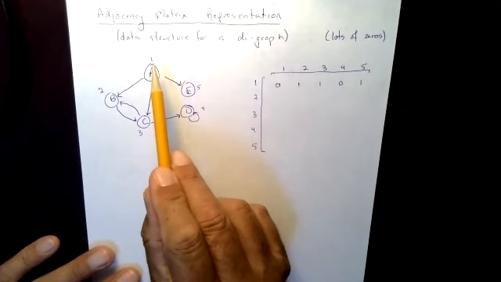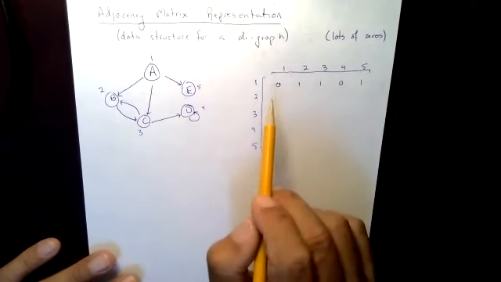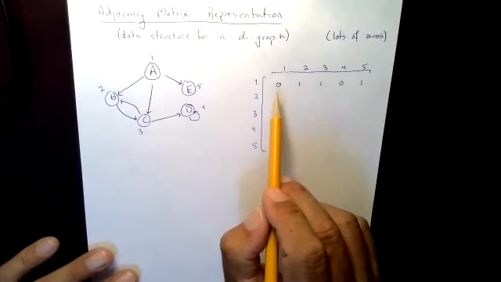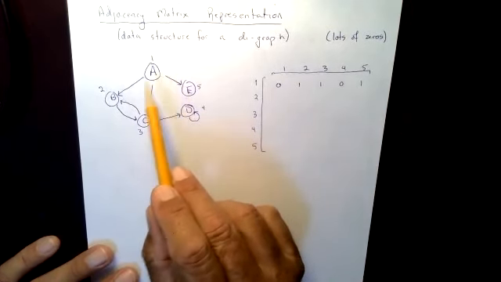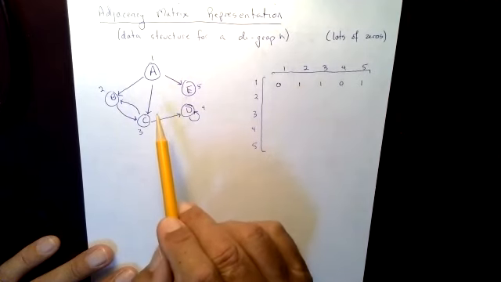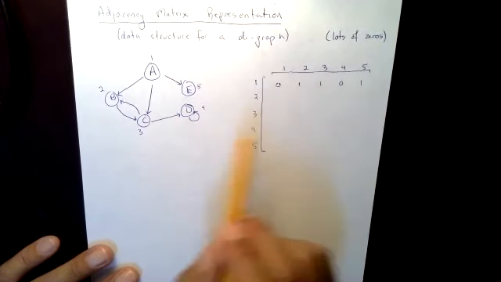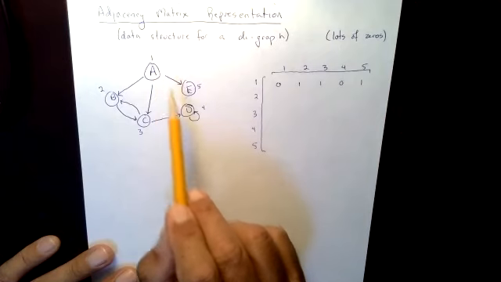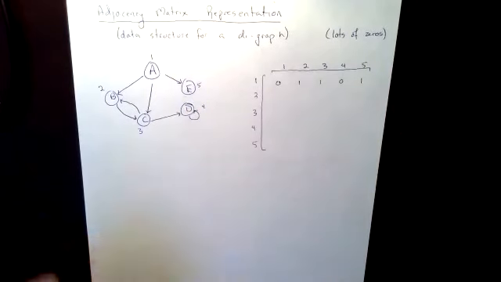If I can go from 1 to 1, I would put a 1 in here. Well, I can't. Can I go from 1 to 2? Yes. So I have a 1. Can I go from 1 to 3? Yes. I have a 1. 1 to 4, which was the no, and 1 to 5 is a yes. So I can represent this by putting it in this adjacency matrix.